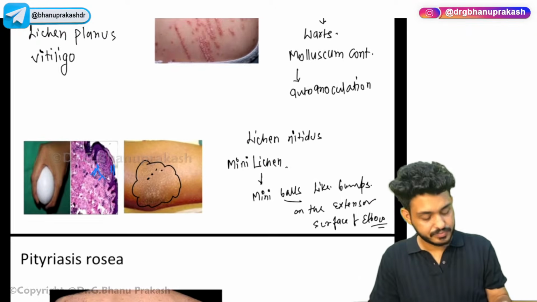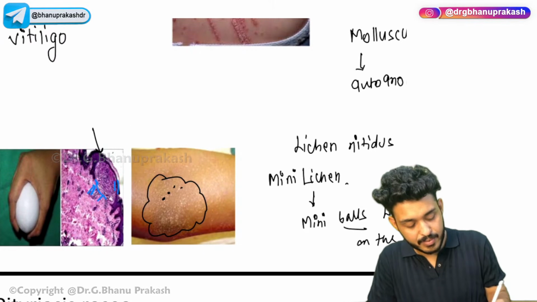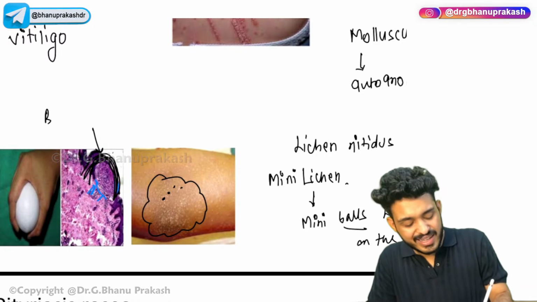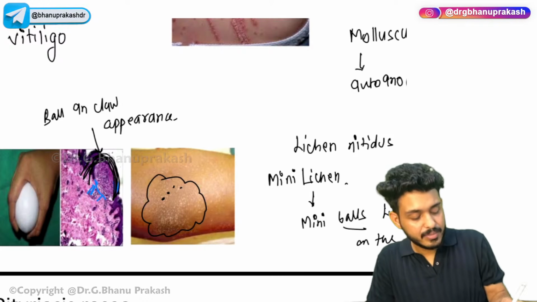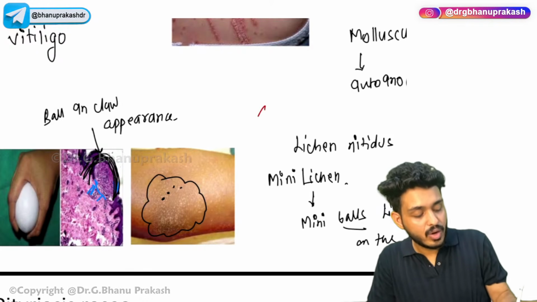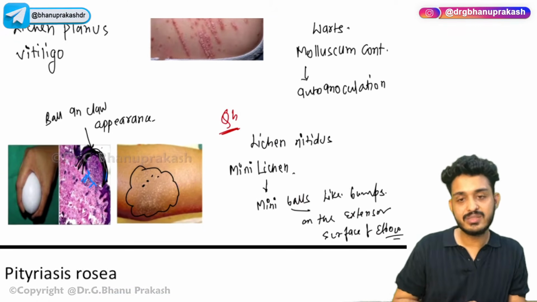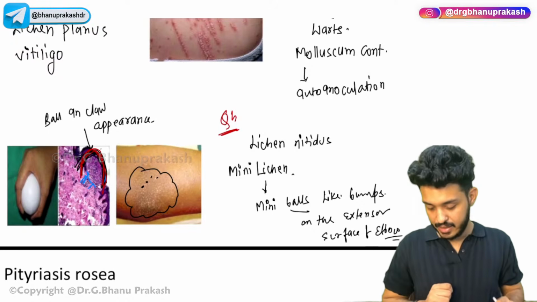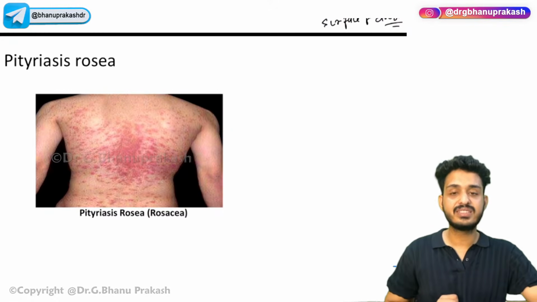Okay, when you are going to do the histopathology, you will be finding this particular type of appearance, and this is known as ball in claw appearance. This is the question they have asked you in your exam, that the ball in claw appearance is seen in which disease. That is your lichen nitidus, also known as mini lichen. Okay, done. Now let's talk about the important one, that is your pityriasis rosea.